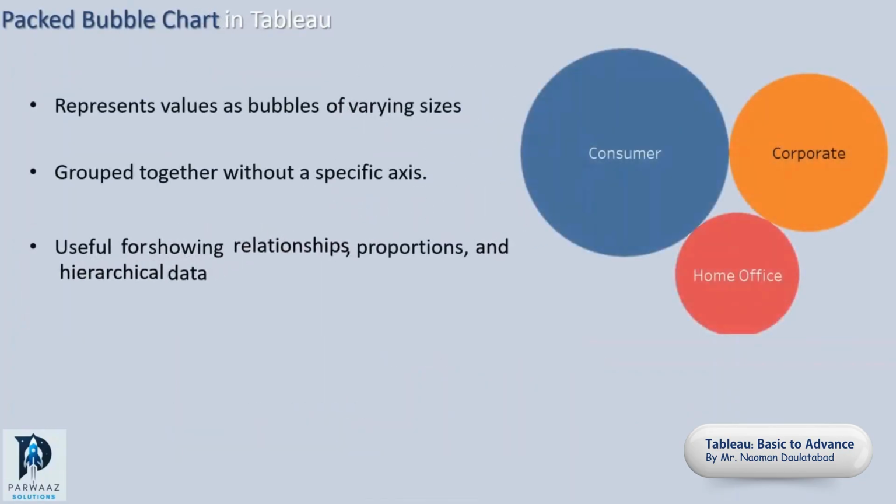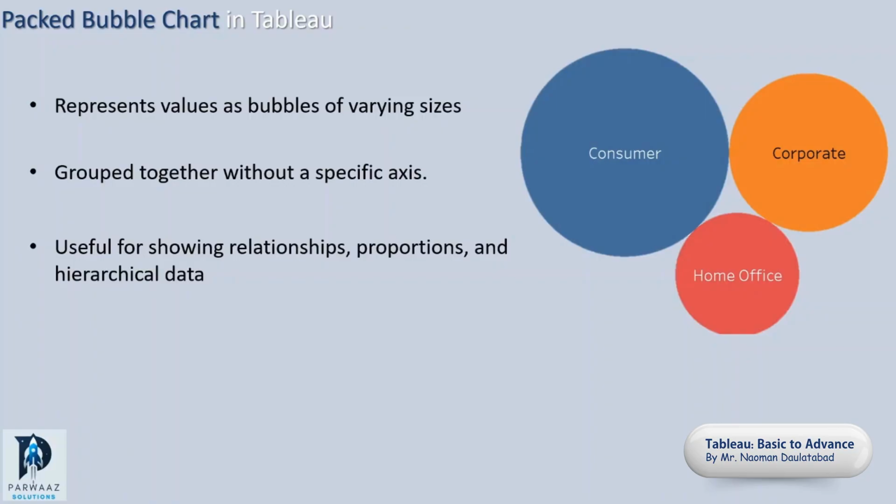Now let's discuss the packed bubble chart. It is another popular and basic chart in Tableau which represents the values as bubbles of varying sizes. The size of the bubble represents the quantity or a measure, and the bubbles are grouped together without a specific axis. A circular chart, which we are going to see, is similar to the packed bubble chart, but in a circular chart you can see they have an axis. The values are mentioned with reference to the axis, but the packed bubble chart is somewhat similar to your pie chart, with different circular shapes for different categories.